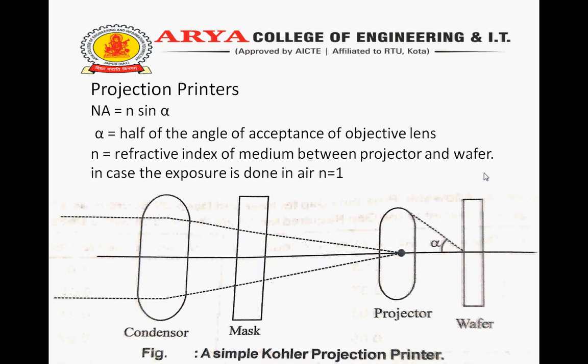In projection printers, the mask does not contact the buffer, so there are no defect generations. The depth of focus for projection printer is given as rho equal to lambda upon square of NA. So as we increase NA, it increases the resolution linearly but decreases the depth of focus. Virtually all projection printers use diffractive rather than refractive optics.